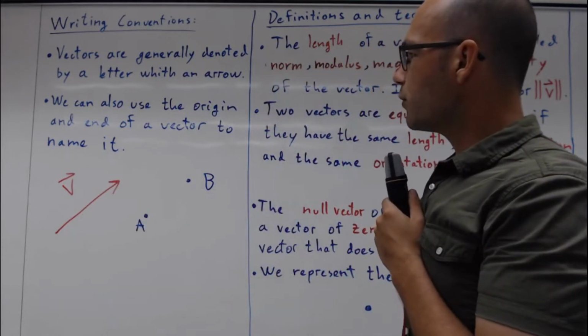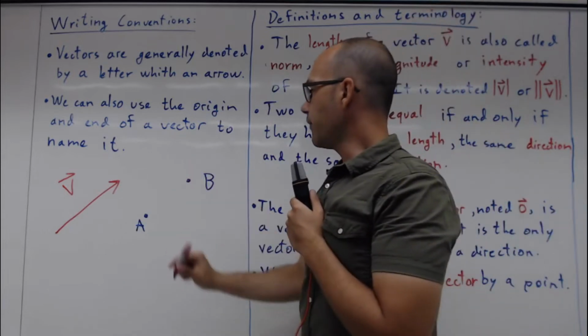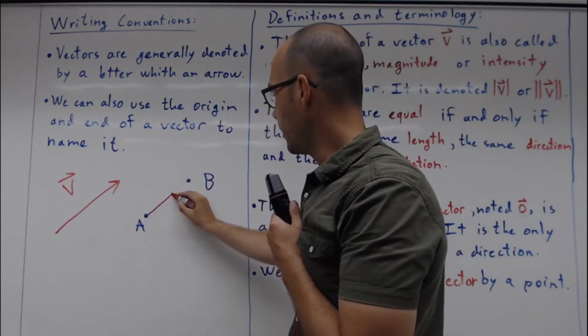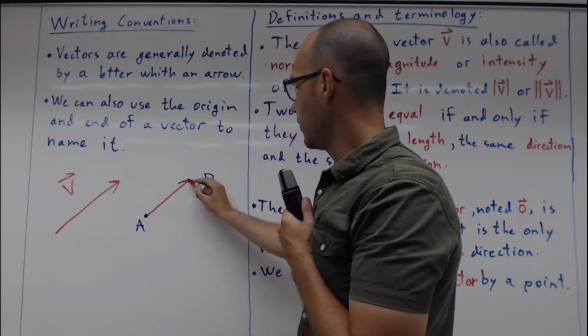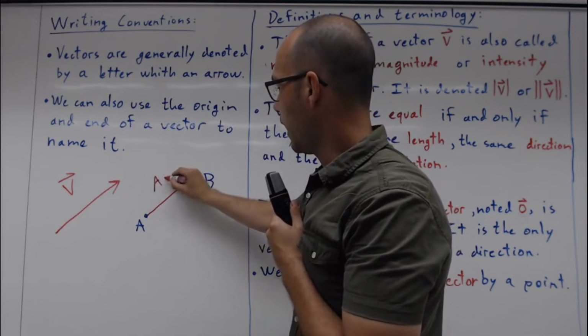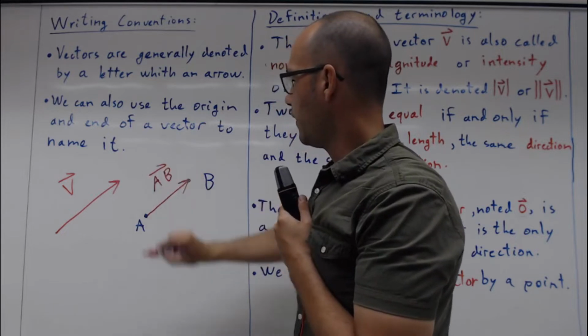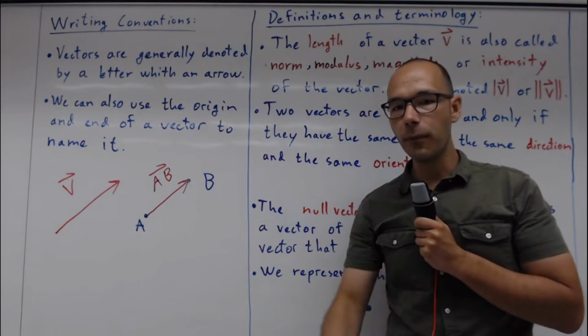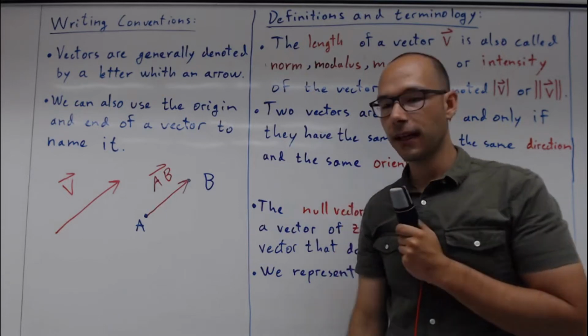We can also use the origin and the end of a vector to name it. So if we use AB, we can draw this vector that is going to be called vector AB with an arrow on top. So this is another proper way of naming vectors.